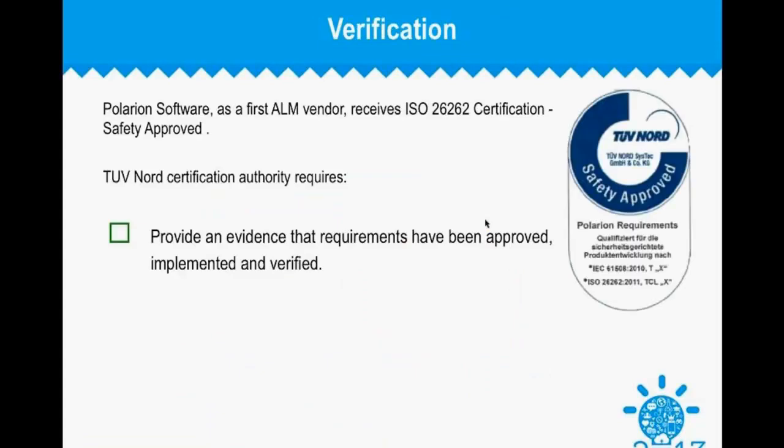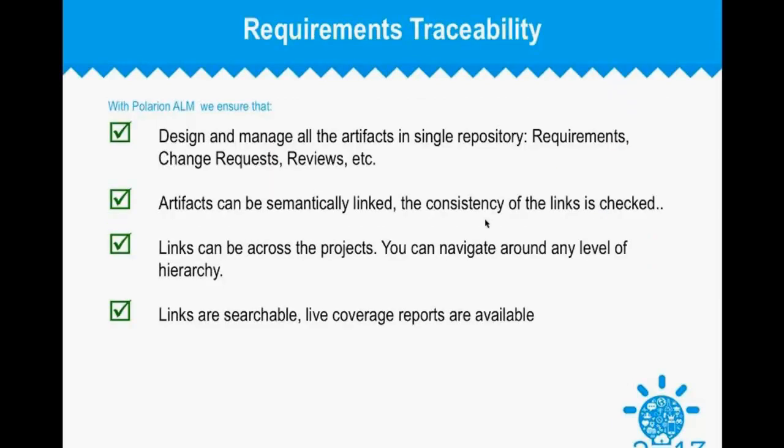As proof, Polarion is the first ALM vendor to receive the ISO 26262 certification for the full ALM platform. One of the requirements we had to pass was to provide evidence that requirements have been approved, implemented, and verified. We were certified because Polarion uses Polarion ALM to manage our implementation process. We manage all the different artifacts in a single repository: requirements, change requests, reviews. Artifacts can be linked together. Links can be across projects. Links are searchable. You can manage all the different coverage reports, and you can navigate around any level of hierarchy.